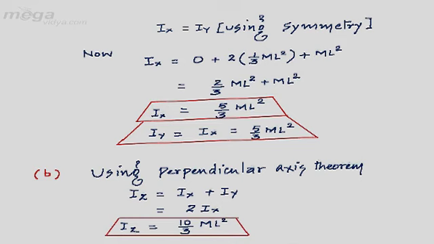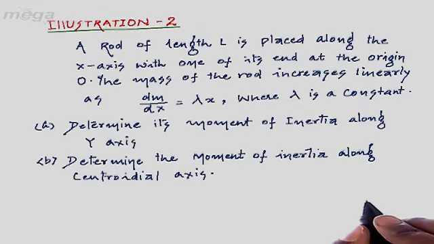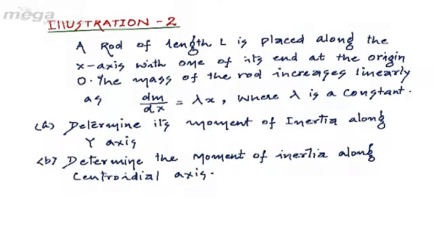Now let's see the second illustration. According to the question, a rod of length L is given, which is placed along the x-axis with one of its ends at the origin. The second thing given is that the mass is not constant; it increases with length by the relation dm/dx equals lambda x. We have to calculate the moment of inertia of this rod along the y-axis, and secondly the moment of inertia along the centroidal axis, that is the axis passing through the center and perpendicular to its plane.